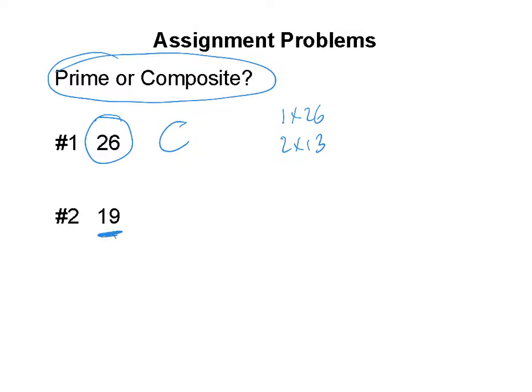Here's number 2, 19. Can you think of any math facts at all that equal 19? Plus, it's an odd number. I can't. There's none besides 1 and 19, so that would be an example of a prime number, okay? So there's the first two of that section.